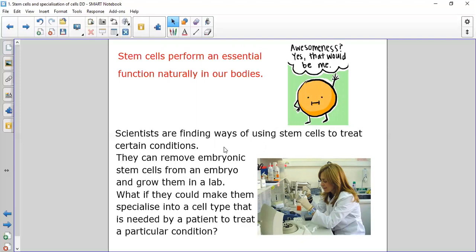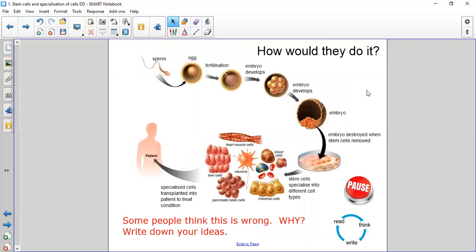They can remove embryonic stem cells from an embryo and grow them in a lab. What if they could make them specialise into a cell type that is needed by a patient to treat a particular condition? Okay, so how would they do that?